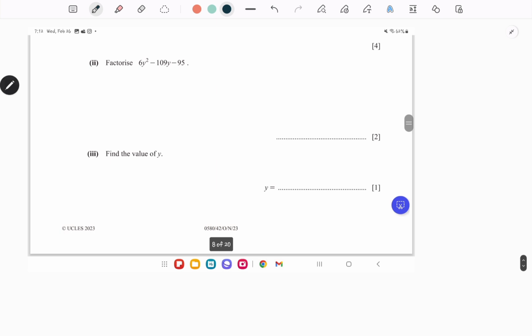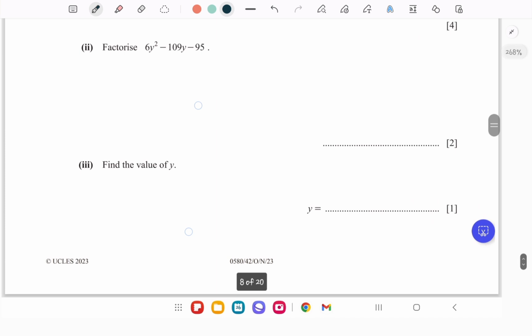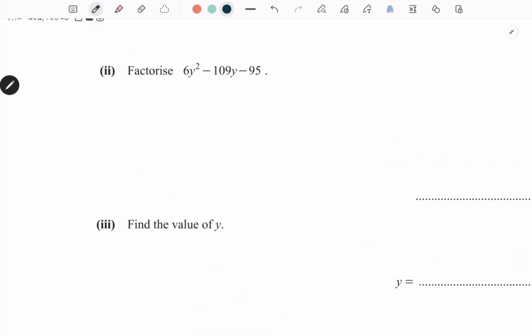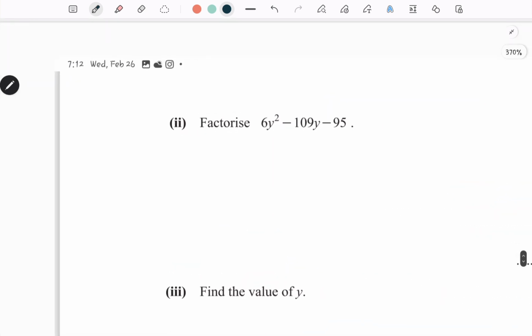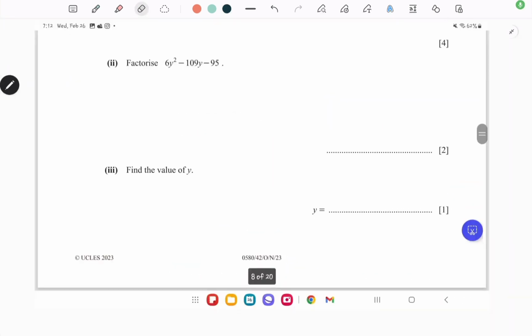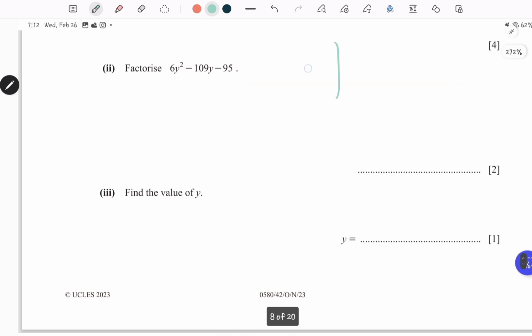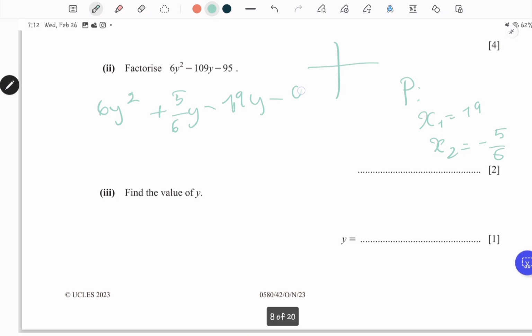We need to factorize this. So very simply, to factorize it, they need us to show our work. How do we know? Because there's two answers for this. So for this question over here, we need to do the product sum. Using my calculator, I got the two roots to be 19 and minus 5 over 6. So if we're going to insert them, they have to be put opposite. So that means 6y squared plus 5 over 6y minus 19y minus 95.